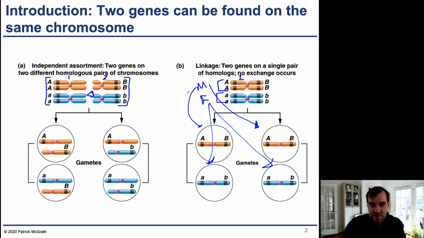What really exists is a combination between these two situations because of the fact that crossover occurs. We're going to talk about this in more detail. Because there is exchange between these homologous chromosomes, there actually is an in-between situation. It doesn't look like either of these situations. It doesn't look like independent assortment, and it doesn't look like complete linkage.